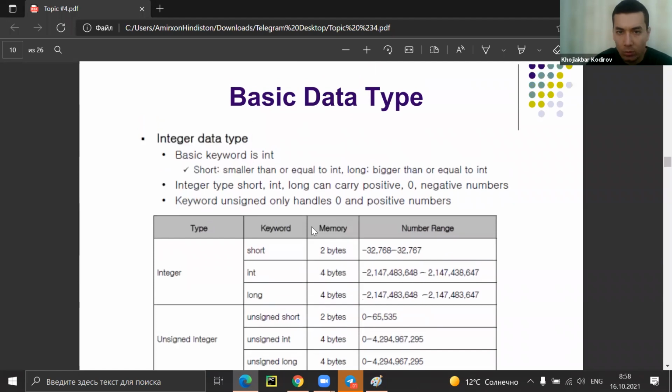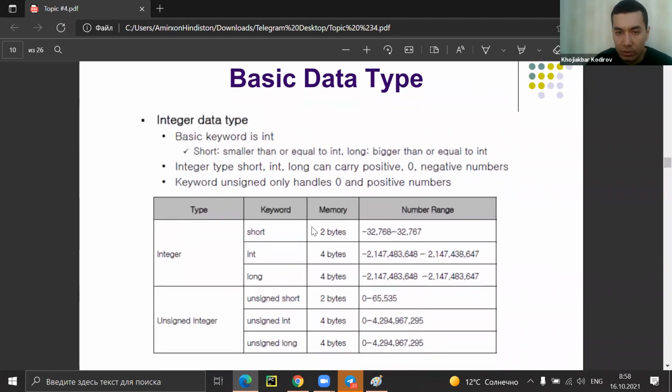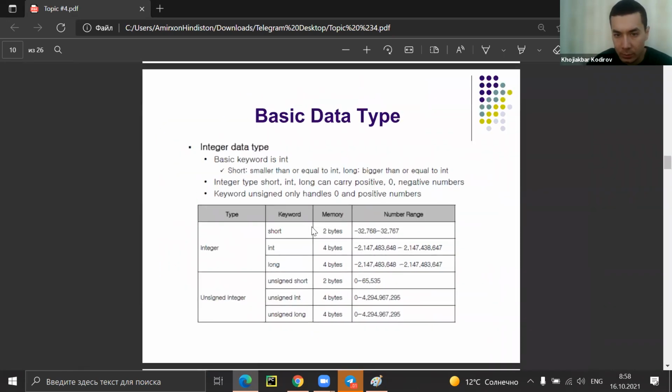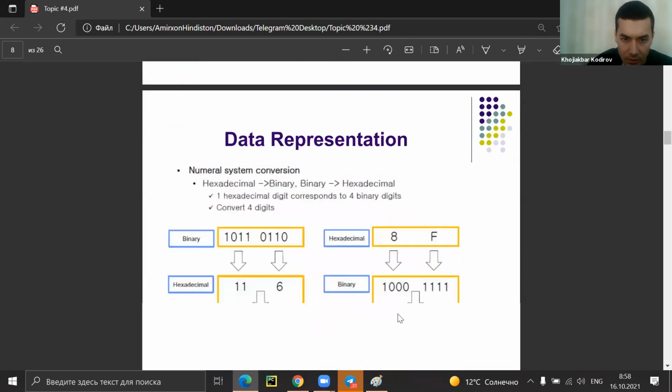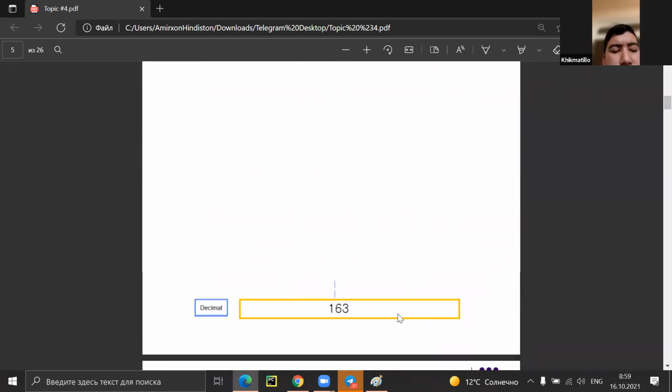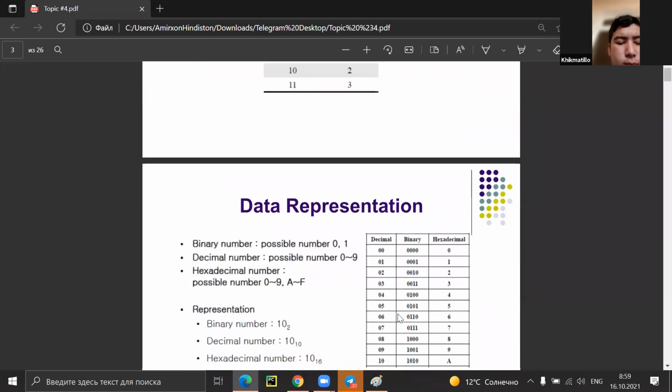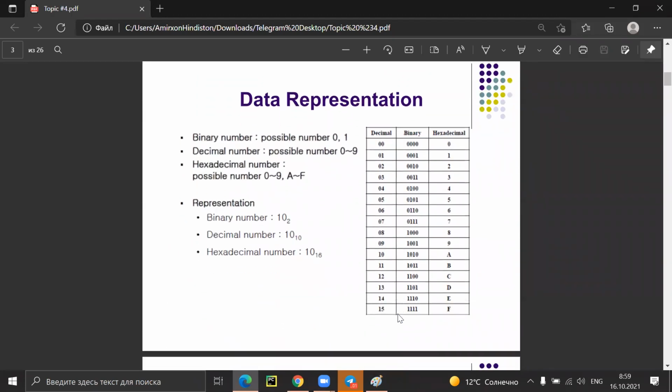So can we move on to the data types, or do you have a question about binary, hexadecimal, decimal numbers? No, I have no questions. Any questions about the data representations? Yes, it's clear. I don't have a question. Okay. So guys, super.